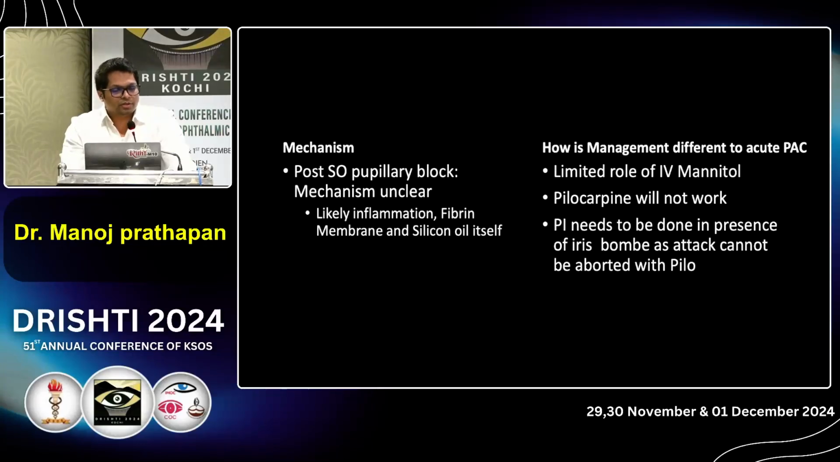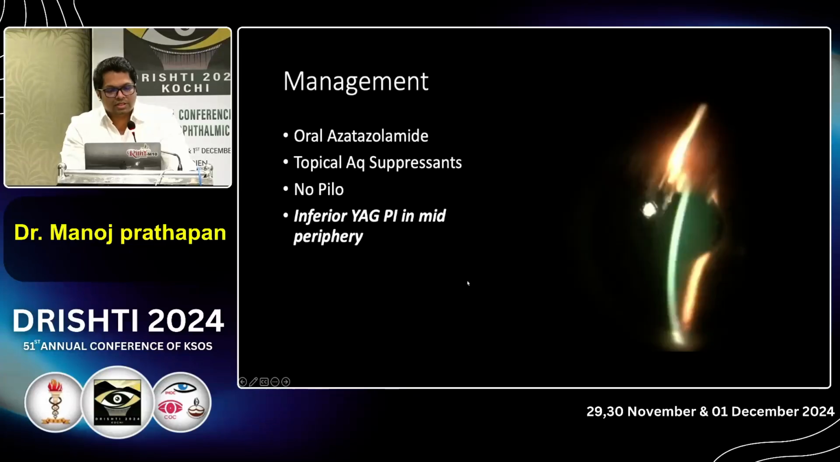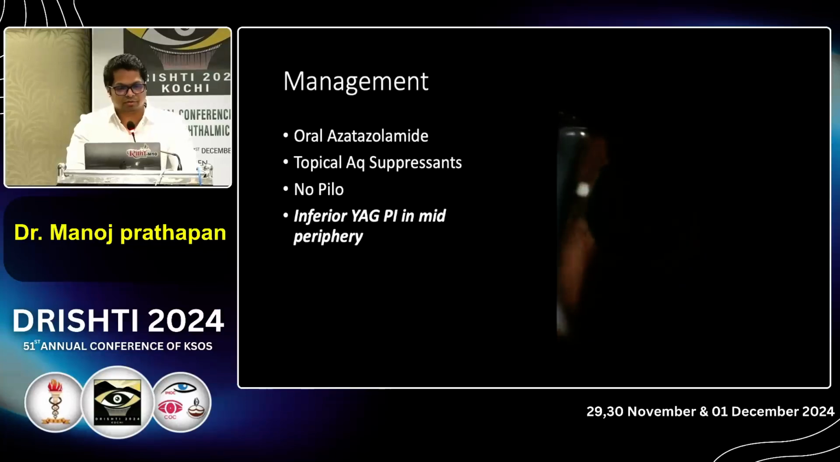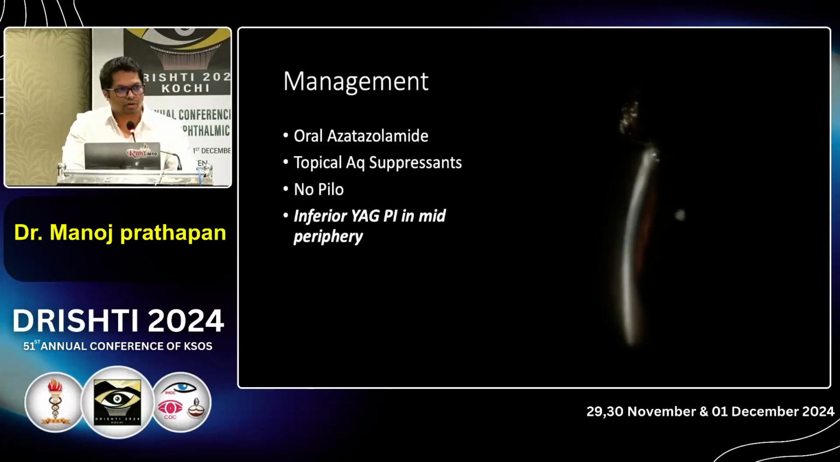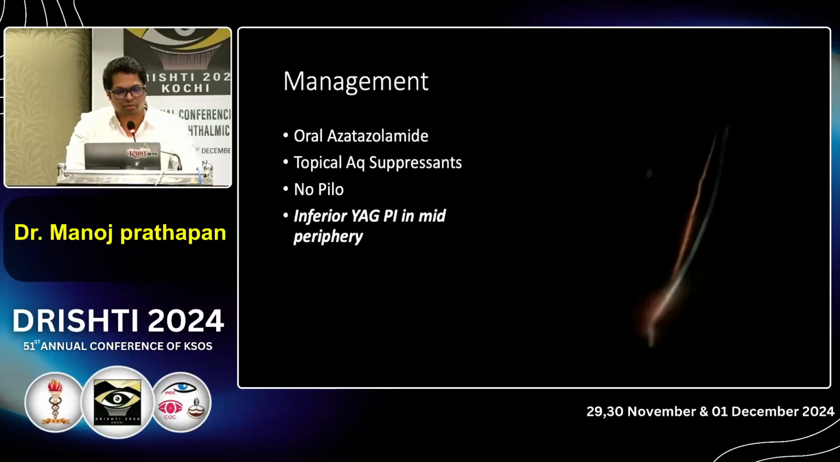So how is the management different? There is a limited role for mannitol because there is no vitreous to dehydrate. Pilocarpine will not work because there is 360 degrees posterior synechiae. And PI also has to be done in the presence of a mid-dilated pupil and an attack. So you have to choose an area which doesn't have an iris contact. It is usually in the mid-peripheral iris that we do the laser peripheral iridotomy.